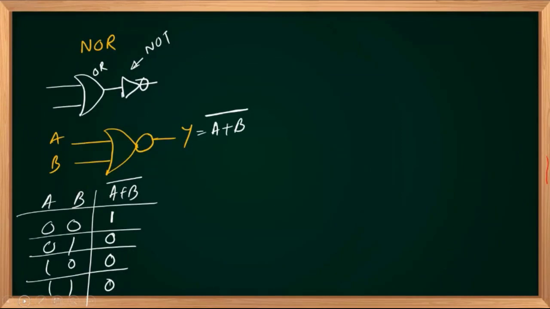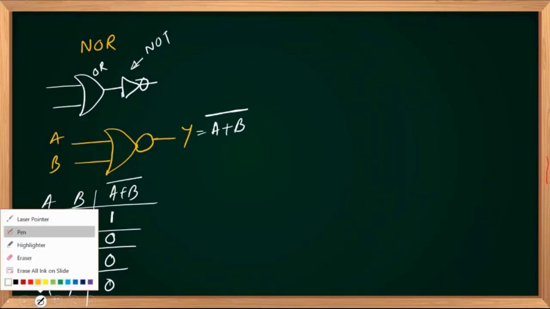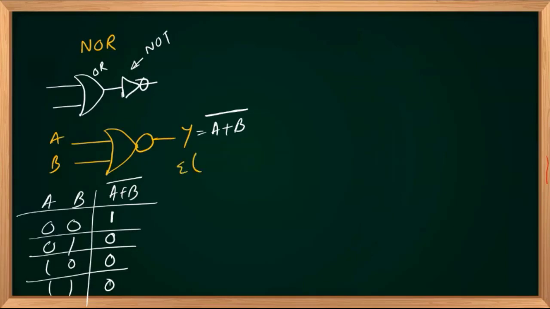Clear? A plus B, the whole complement, is the logic expression. And what are the min and max terms? That is most important. What are the min terms? Only one min term, that is sigma 0. What are the max terms? More number of zeros, more max terms: 1, 2, 3. Right?